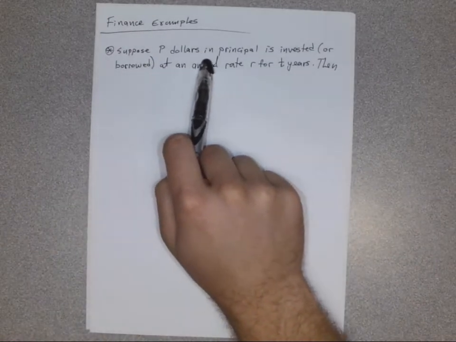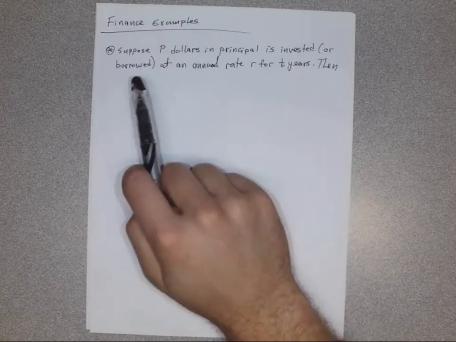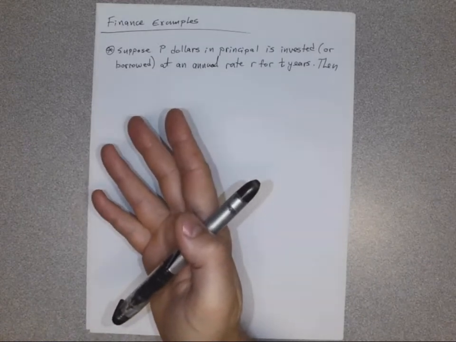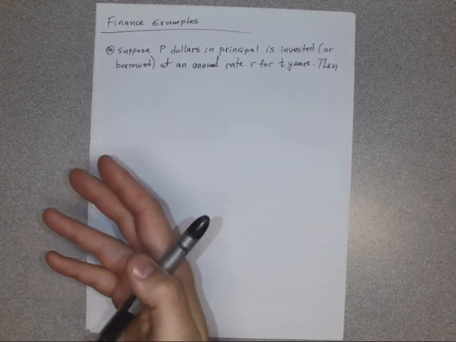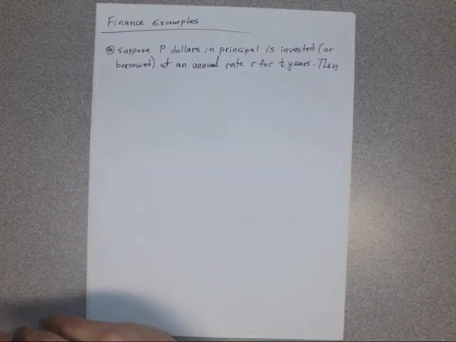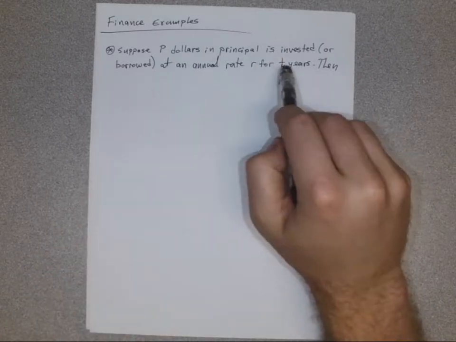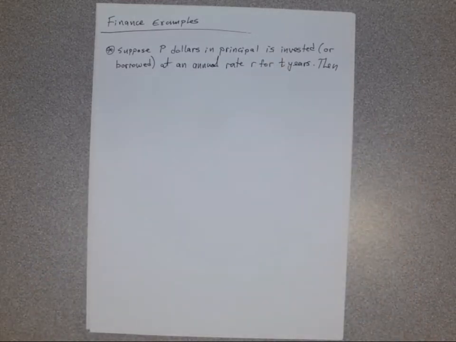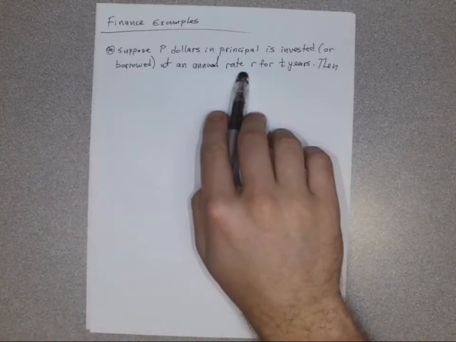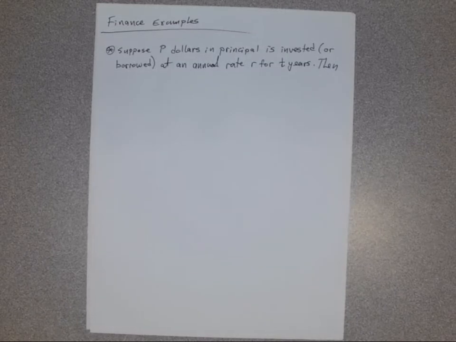Suppose P dollars in principal is invested or borrowed. So P, I'm telling the bank, I'm giving you P amount of money, so it could be $10,000, and I want you to invest it at an annual rate, so whatever percent, 3% or 2%, and I want you to give me that percent for that many years, T years. So P is the amount that you either give the bank or the bank gives to you. R is the annual rate that you owe or that you're getting back, and T is the amount of years that you're going to pay on the loan, or that they're going to give you the interest on.